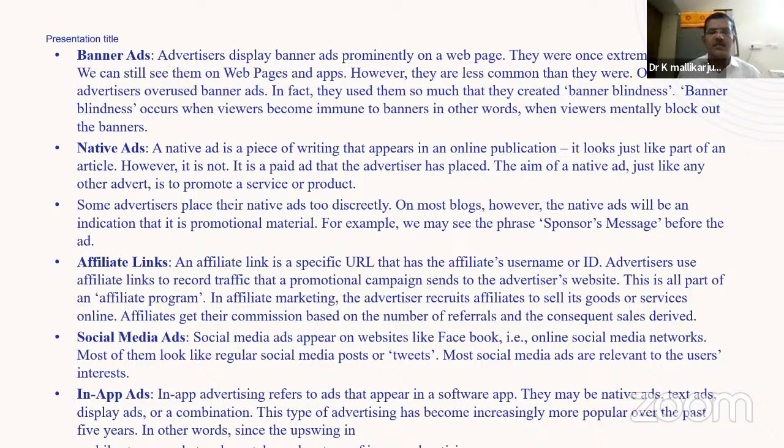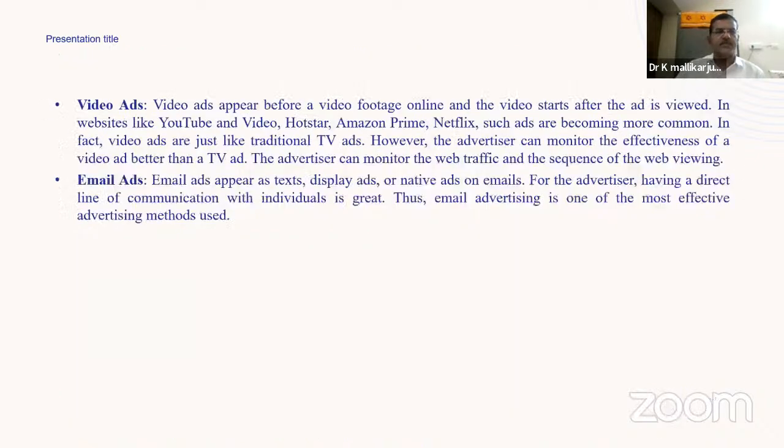Social media ads are there. See, Facebook, Twitter, and Instagram. There are so many types of social media ads. These social media ads easily communicate with the customer about the products. So app ads are there. There are so many advertising apps available. There may be a native ad, text ads, or display ads, or a combination of one or two. This type of advertising has become increasingly popular over the past few years. In other words, it is an upswing in the market trends.